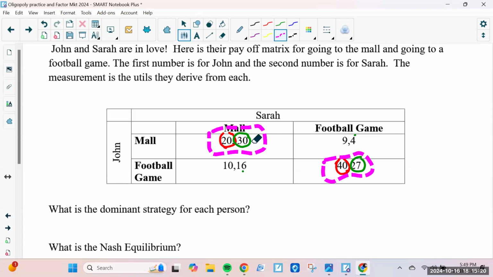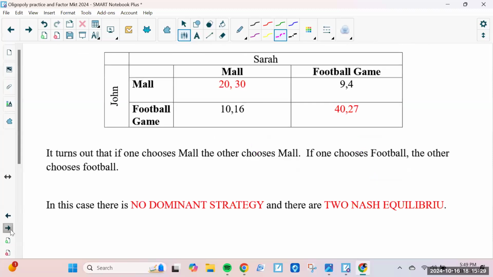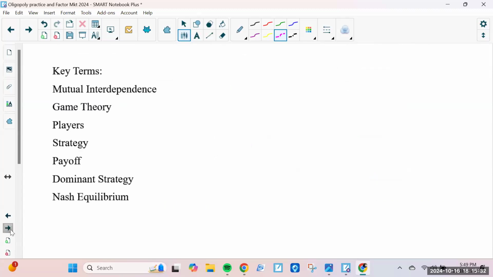So anyway, this is really interesting to look at because you have 2 Nash equilibria, which is possible, and no dominant strategy. All right, and there it is. Got that, and we're going.